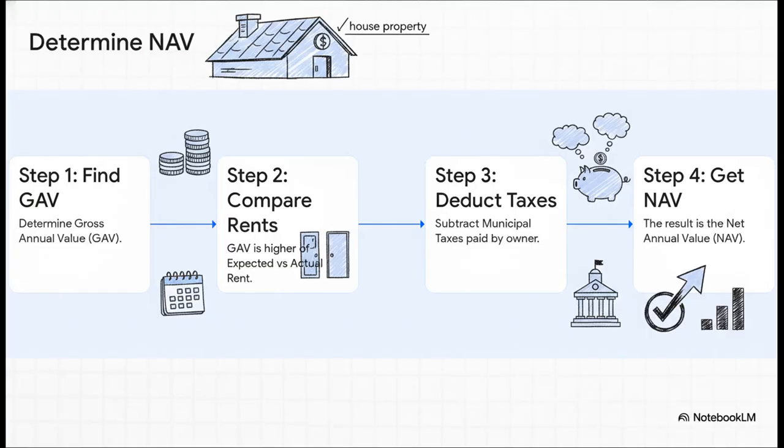Section 21 actually gives us a nice, clean, four-step process. First, we figure out the gross annual value, or GAV. Now, the GAV is simply the higher of two figures, the actual rent you're getting versus what's called the expected rent, which is basically the fair rental value of the property. Once you have that GAV, you subtract any municipal taxes that you, the owner, have actually paid. What's left? That's your net annual value, or NAV.